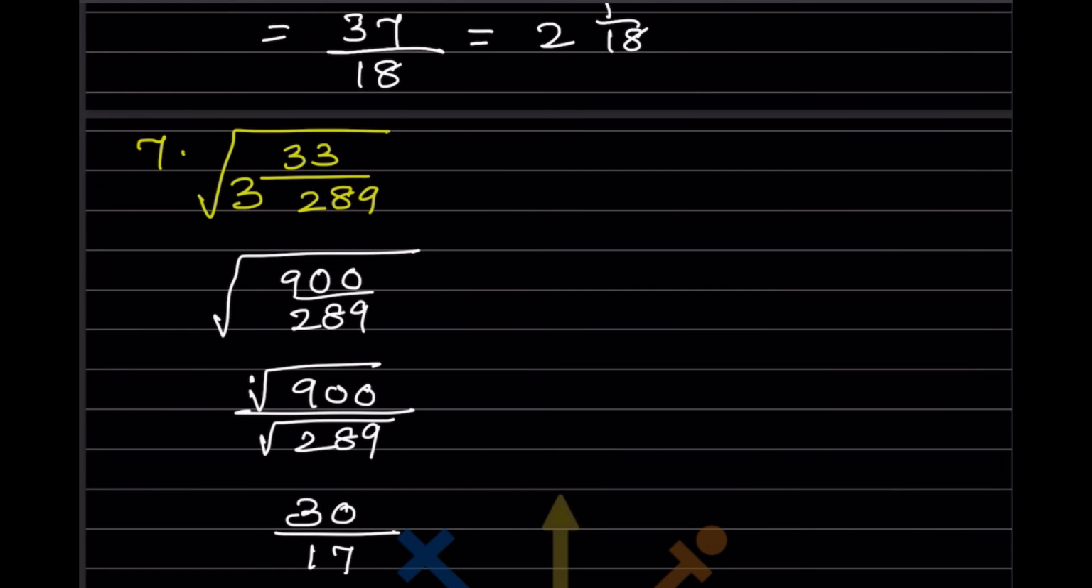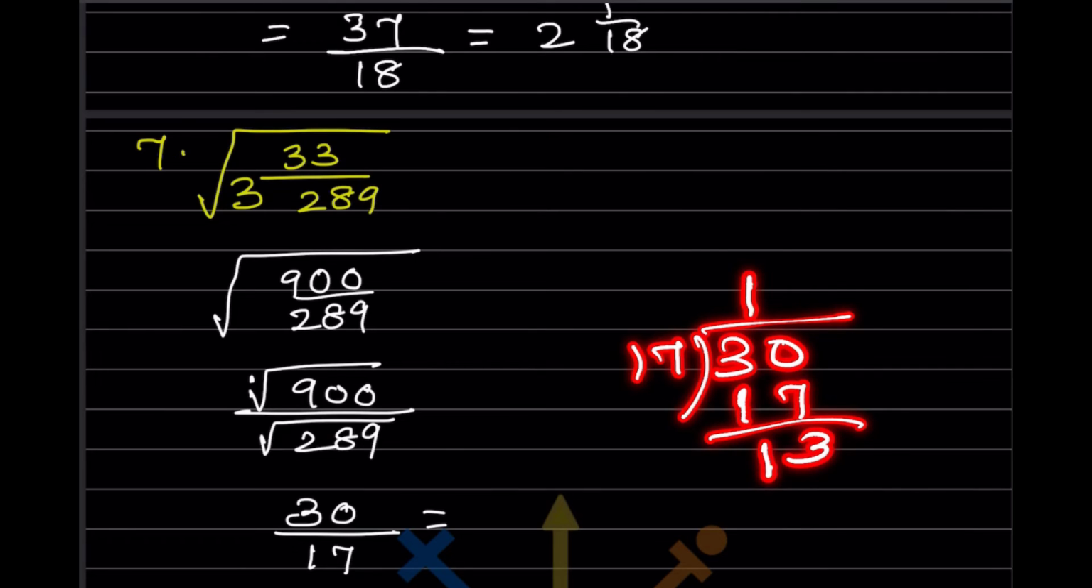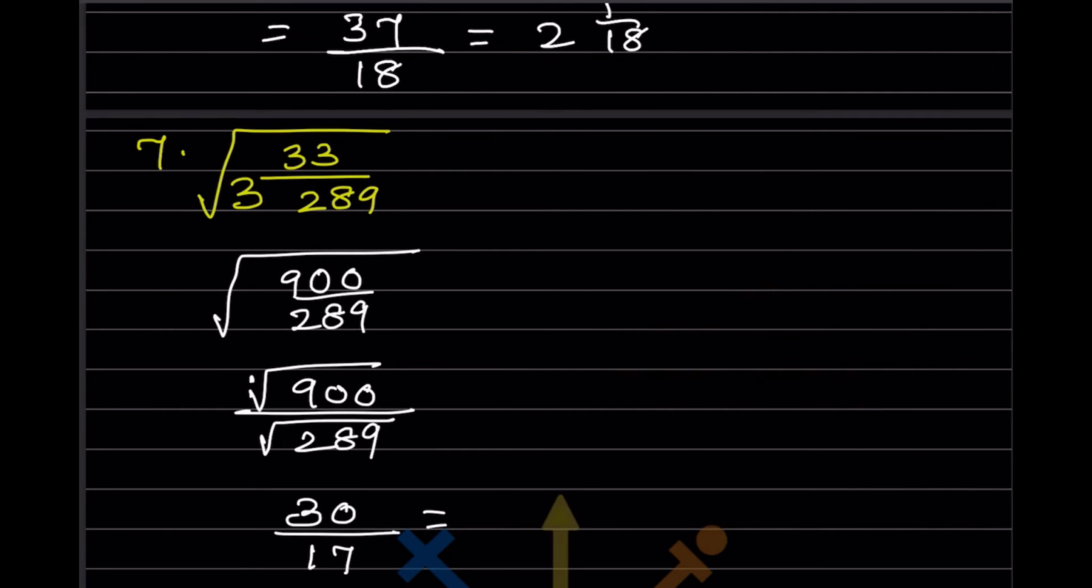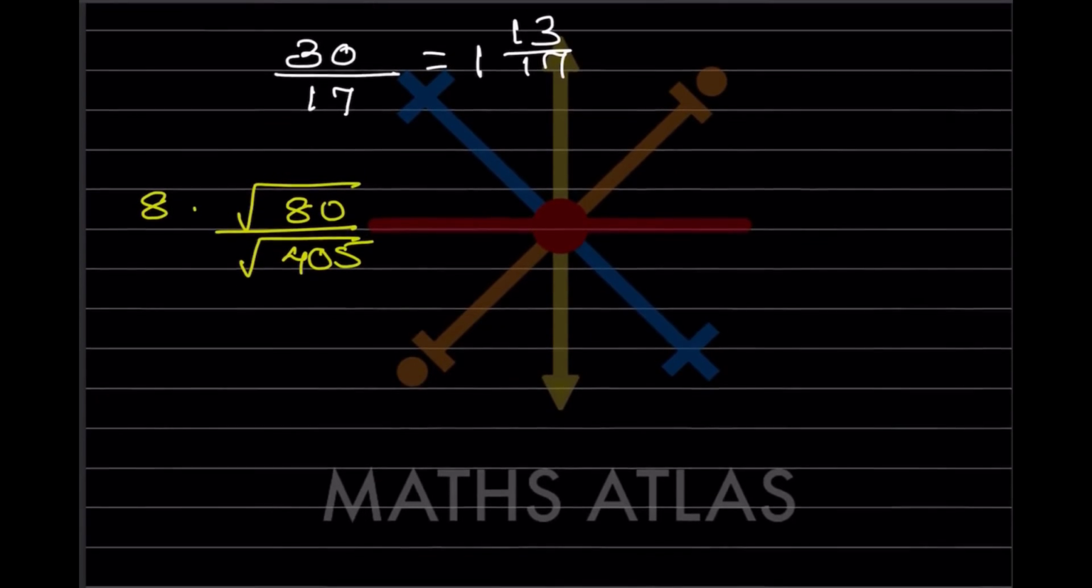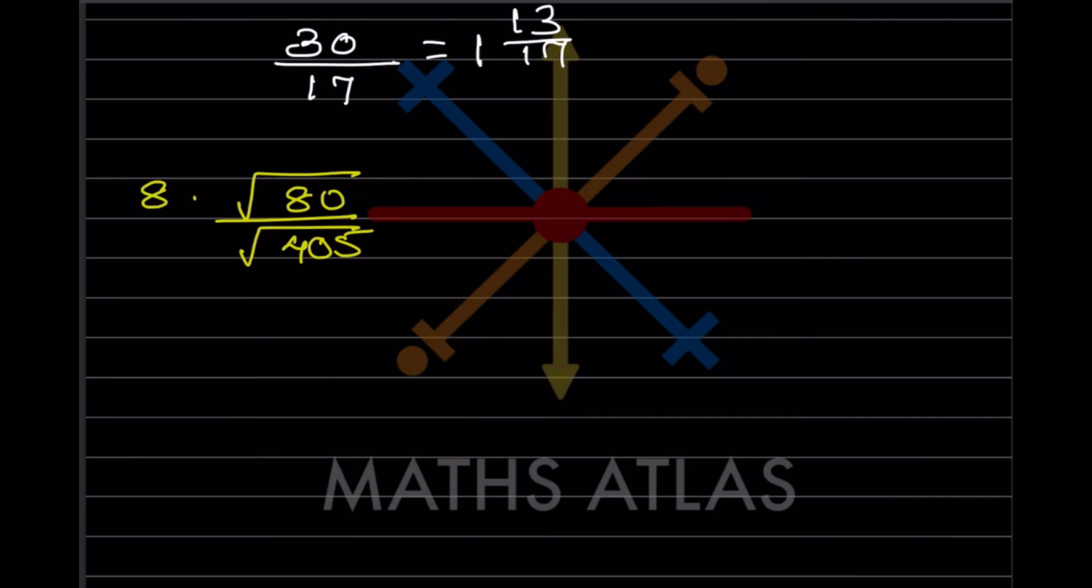So we can write here 17. So now again, this is an improper one. So we will make it to mixed. So 17 ones are 17. And this is going to be 13. So 1 integer 13 by 17. So this is going to be 1 integer 13 by 17. So now this is a different way, because now we can see here that both of them are not the perfect squares. So first thing what we can see, we can simplify that one.